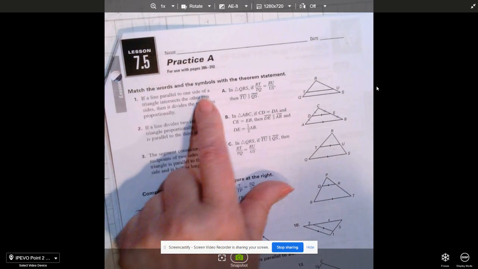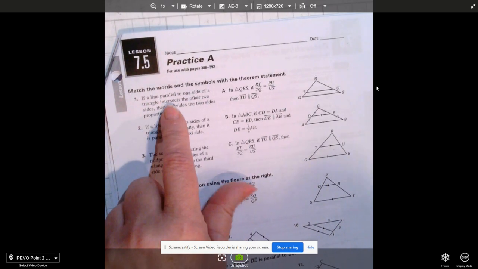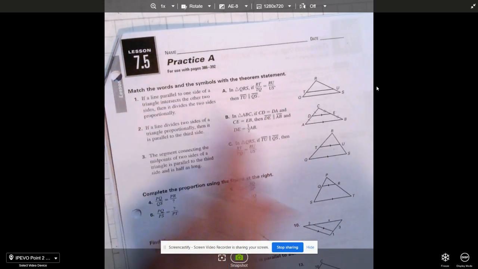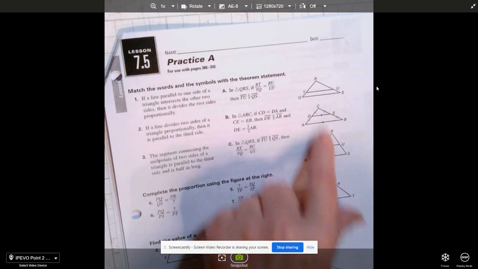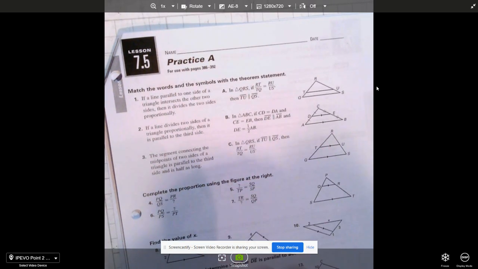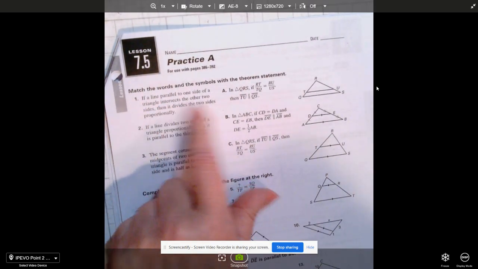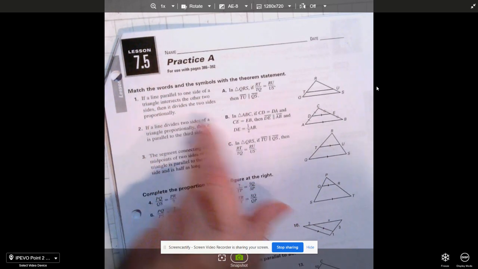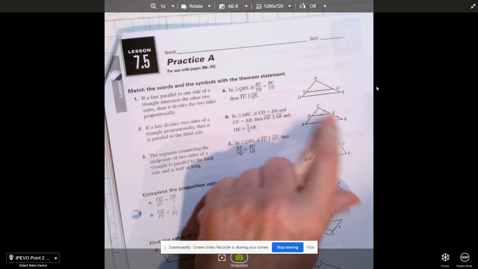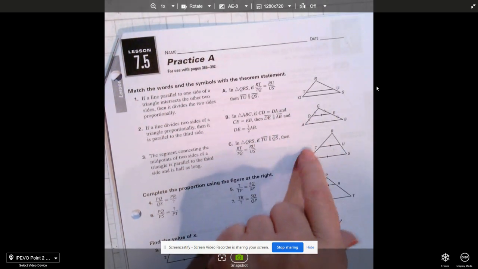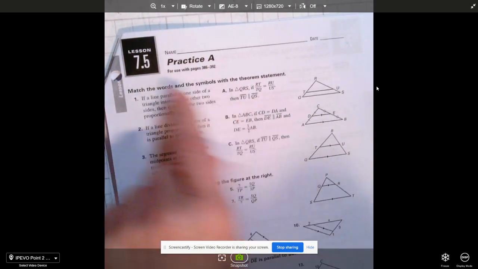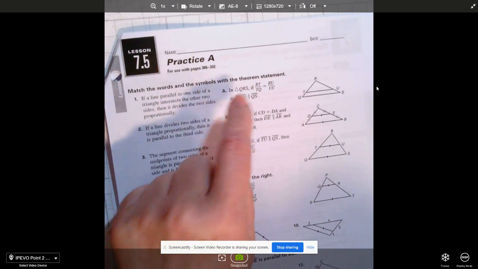So if a line is parallel to one side of a triangle, you're going to have to say, all right, they're talking about parallel lines, so it's going to be one of these two. And then it says it intersects the other two sides, then it divides the two sides proportionally. So this one here would divide it proportionally. And this one here tells you nothing about it. So they just want you to match it up.